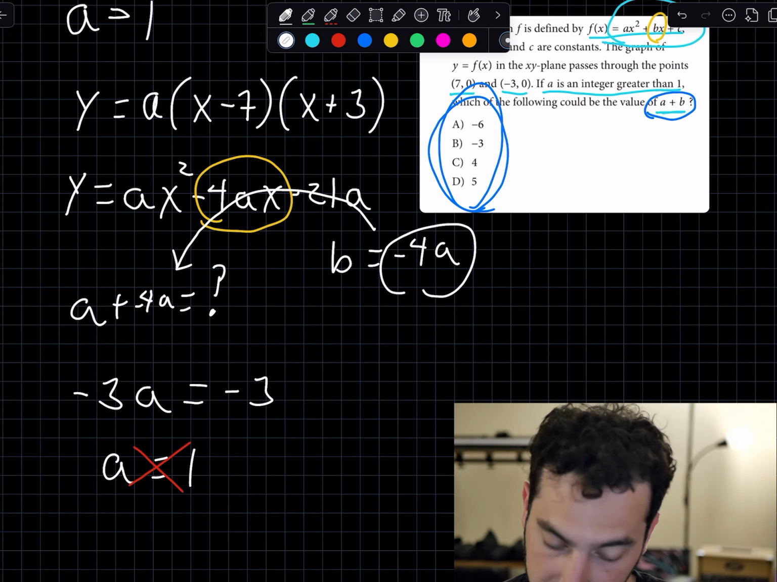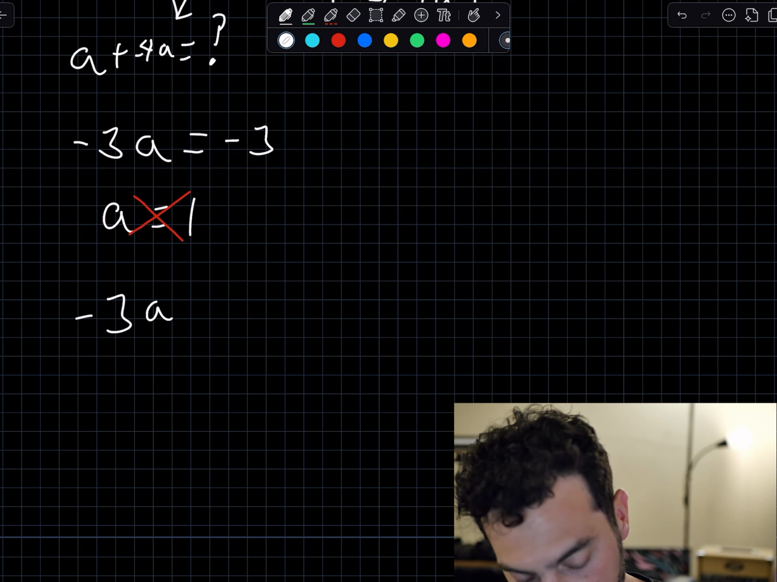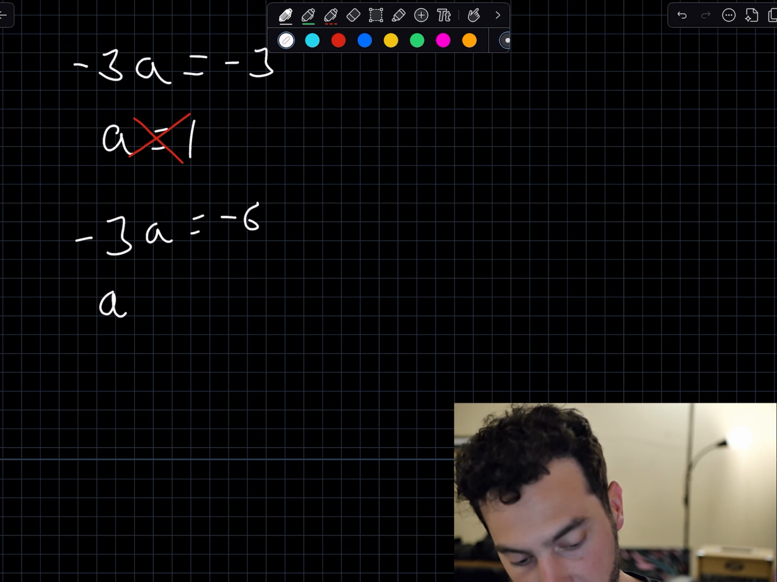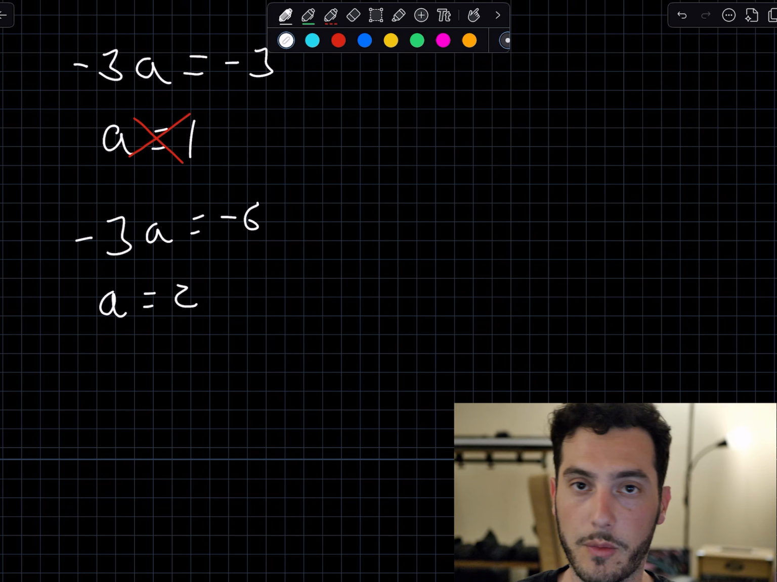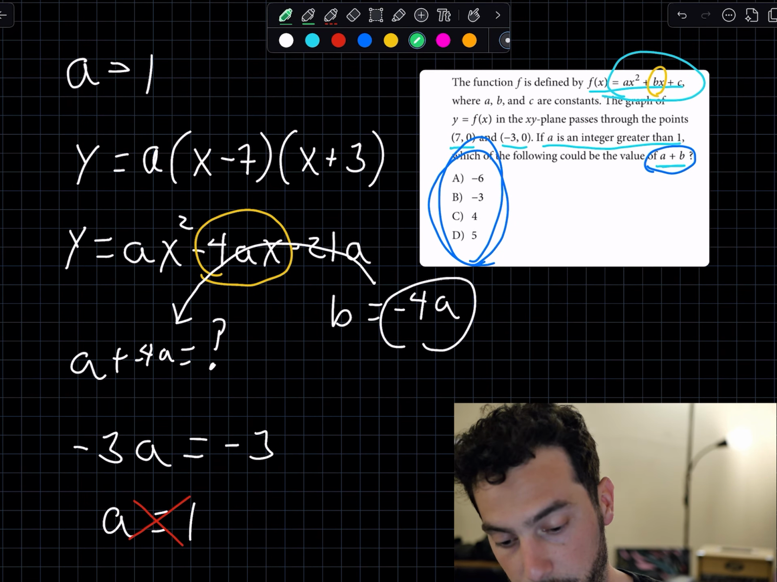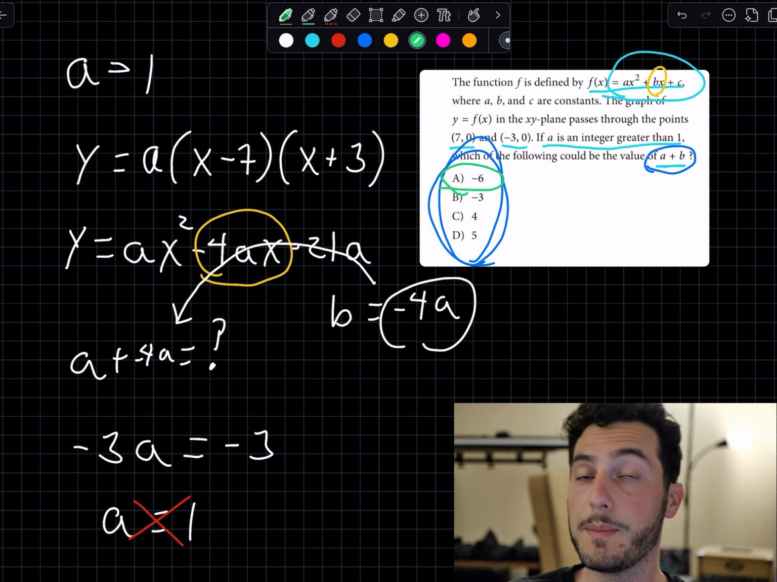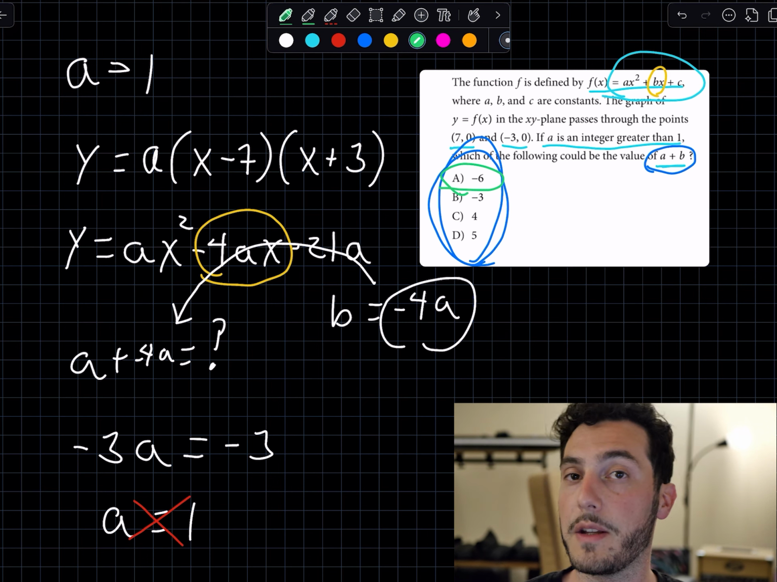So now we can go ahead and test A, and we'll say negative 3a equals negative 6, and we'll see that a equals 2. And 2 is an integer, and it's greater than 1. And so that's why A is your solution right here. That's why choice A will work for you. It gives you an a that is both an integer and greater than 1, and it's a possible value for a plus b.